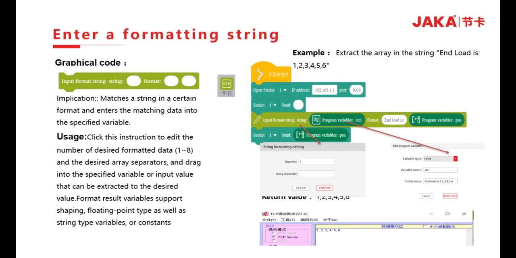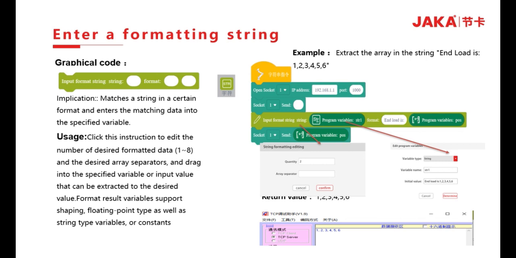Look at the example on the right. We have one string containing end load is 1, 2, 3, 4, 5, 6, and then we create an array called pos for position, where we can input inside the 1, 2, 3, 4, 5, 6. The instruction input format strings tells the robot to separate end load is and the 6 numbers.